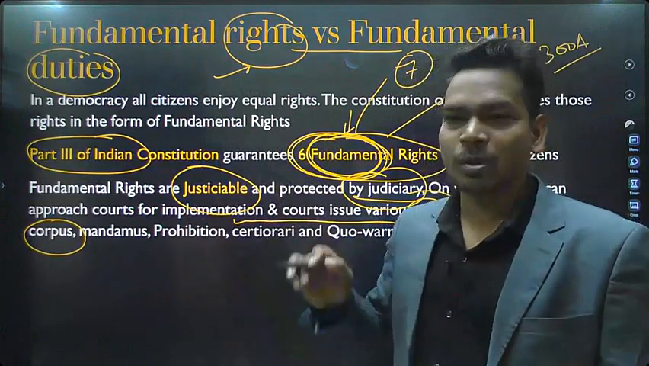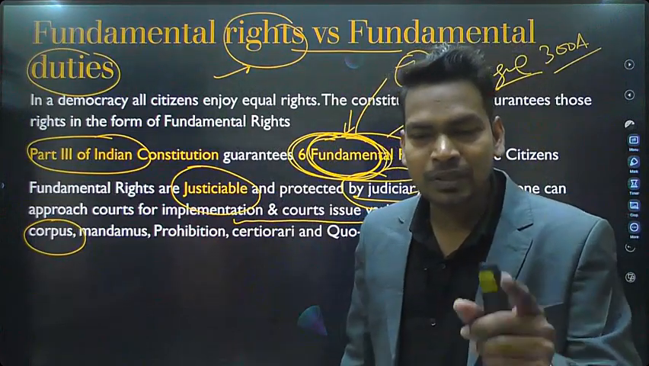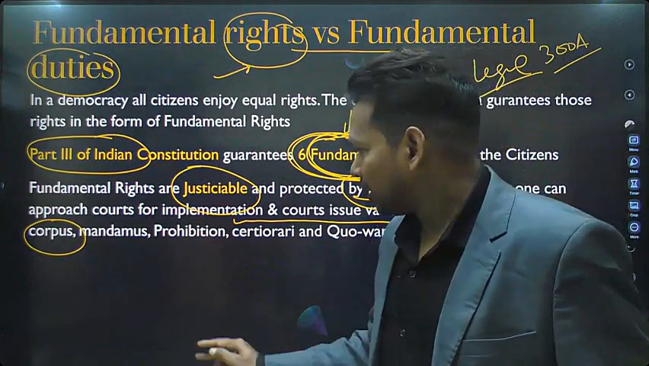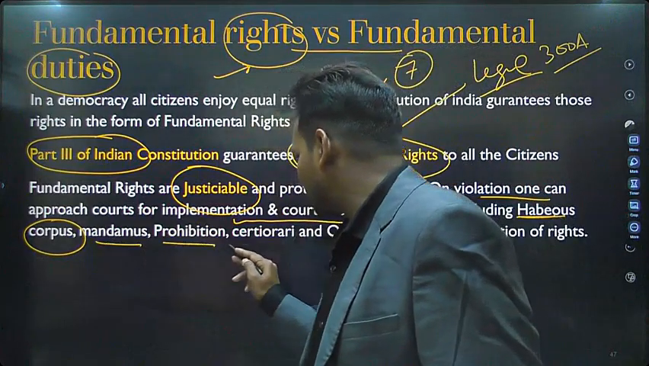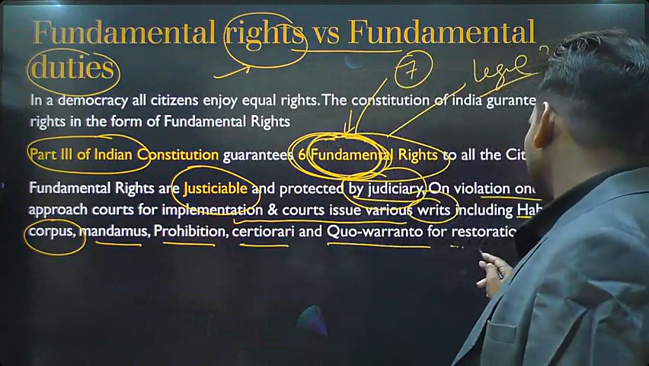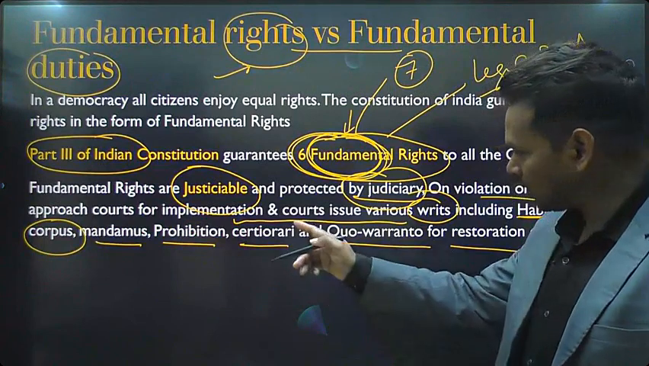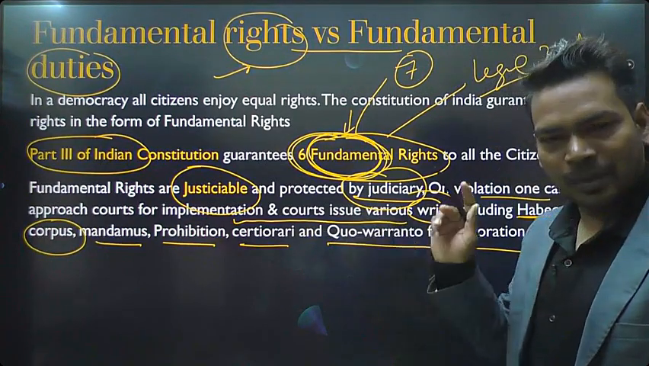That is called habeas corpus. So habeas corpus is a type of writ that is issued by the Supreme Court or High Court. Then the others are mandamus, prohibition, certiorari, and quo warranto for the restoration of rights. So these are different orders for different purposes.